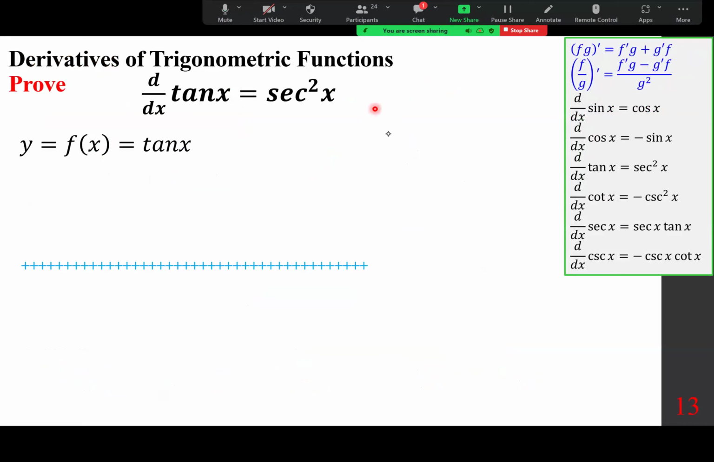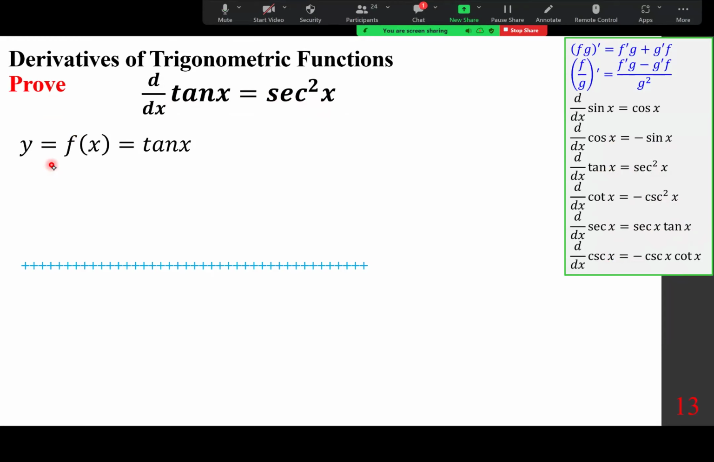Derivatives of trigonometric functions are given here. For example, as I said, derivative of sine is cosine, cosine is negative sine, tan is secant squared, cotangent is minus cosecant squared, secant is secant tan, and cosecant is minus cosecant cotangent. So what we say is that we know the derivative of tan x is secant squared. Let's look at the proof. Let's prove this.